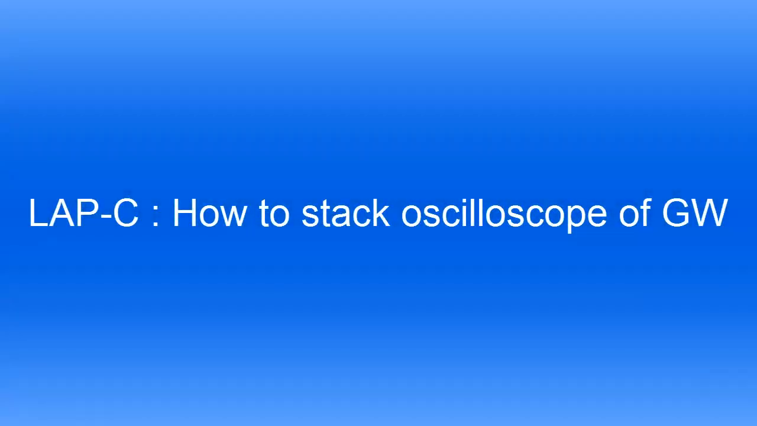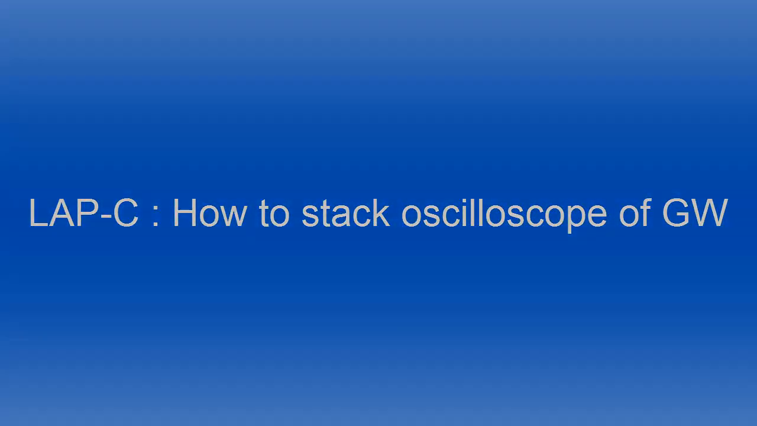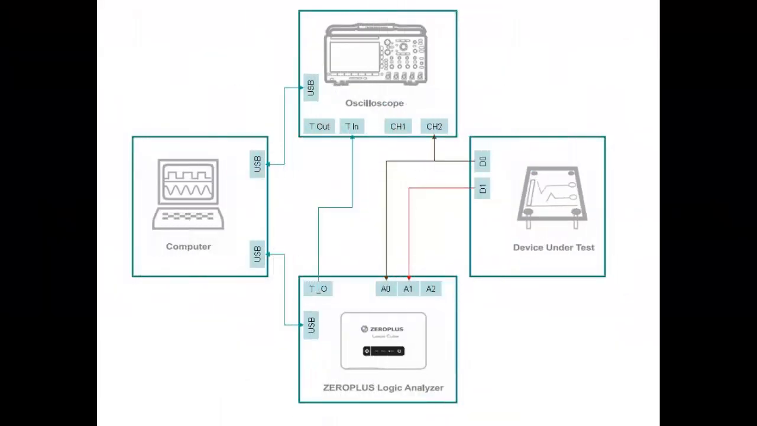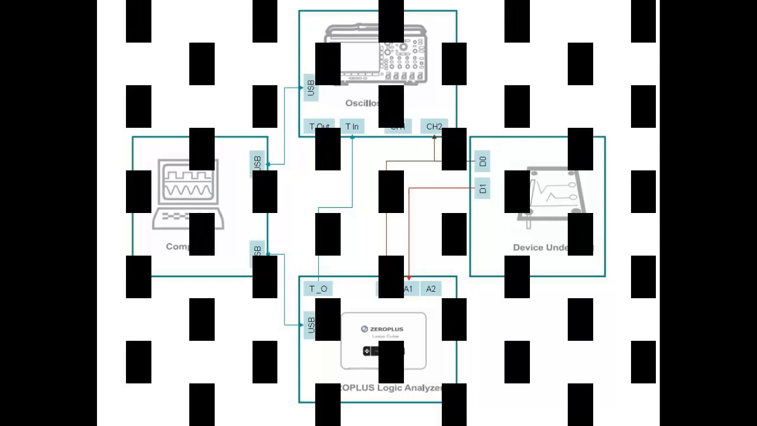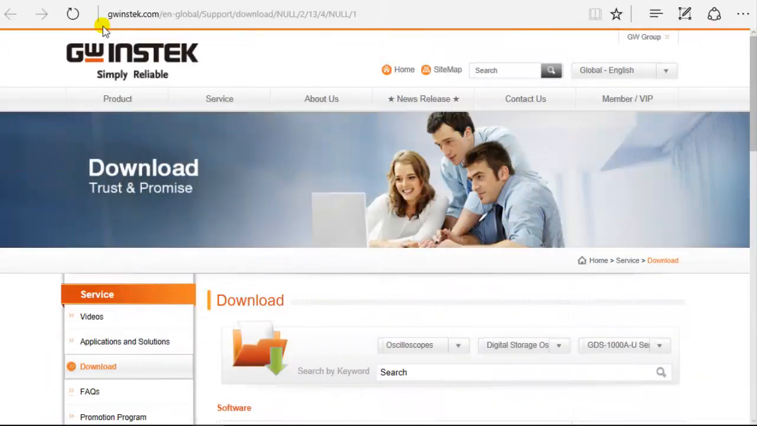How to stack the oscilloscope of Goodwill. Connect the oscilloscope to the PC via USB port. Connect the logic analyzer trigger output signal to the oscilloscope trigger input. Open the network of Goodwill instrument and download the USB driver.